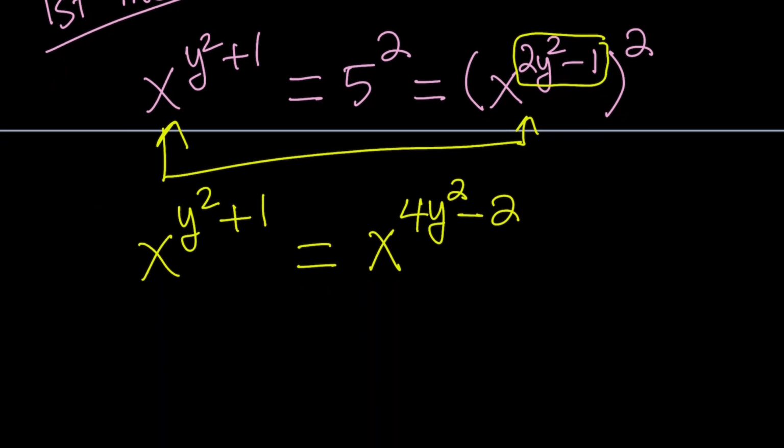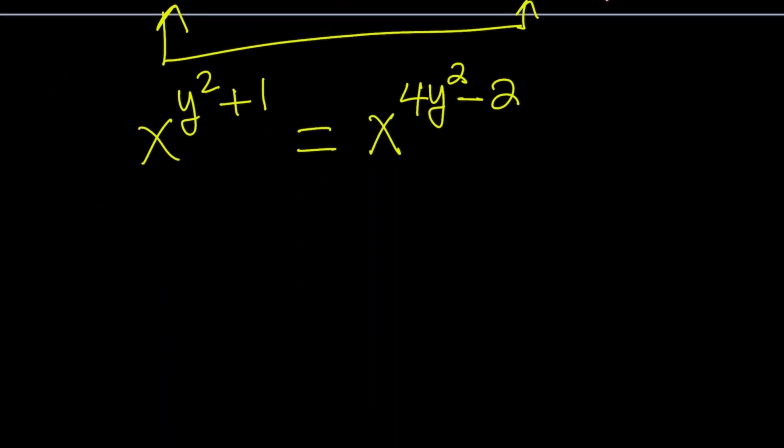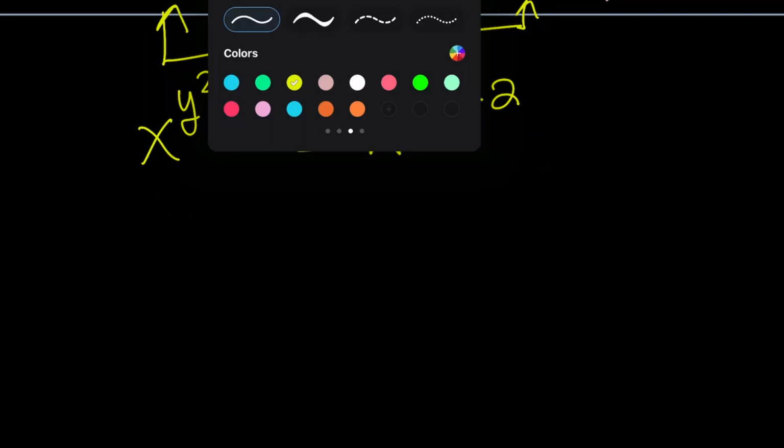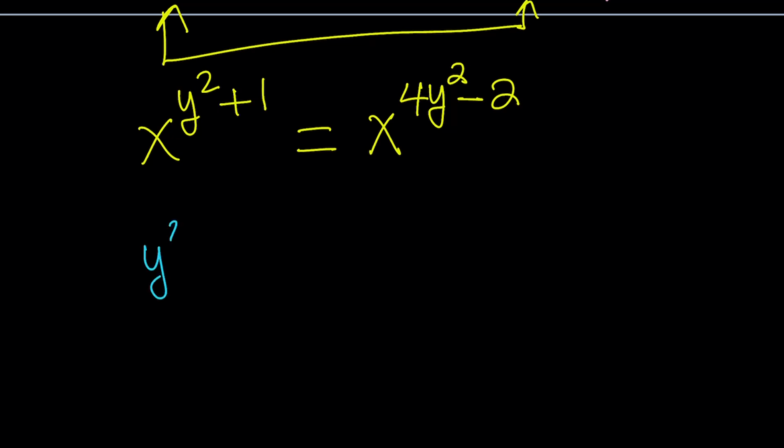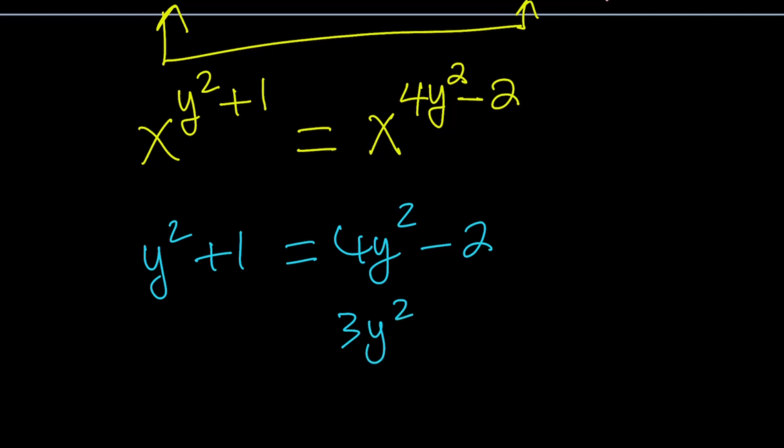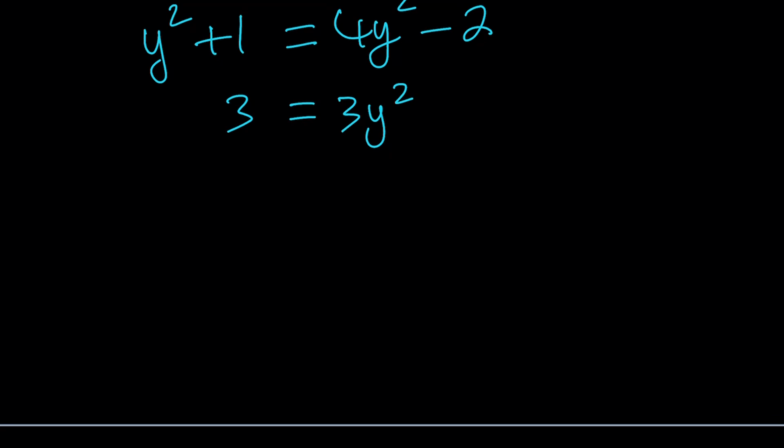In the real world, this would mean that the exponents are equal. So if we set those equal to each other, we get y squared plus 1 equals 4y squared minus 2. Now let's put the y's together. Subtract y squared, you get 3y squared. Add 2, you get positive 3. This means 3y squared is equal to 3, which means y squared is equal to 1.